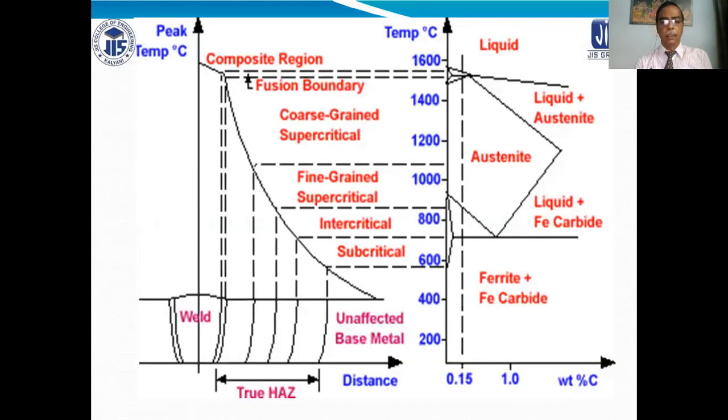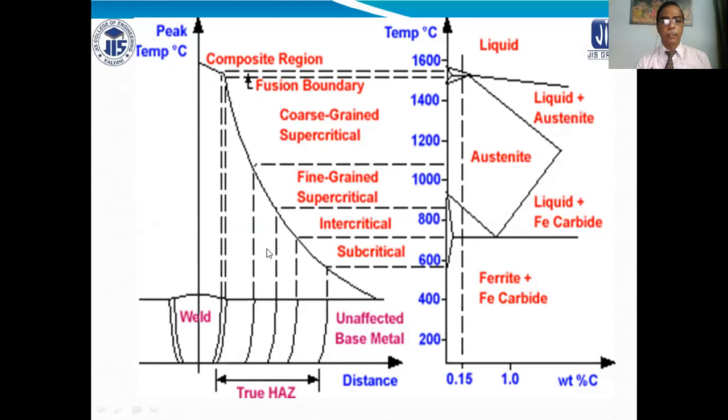This is the true HAZ, and this is the weld metal zone. The maximum temperature is the peak temperature, and from this peak it slowly comes down. The composite region is at 1600 degrees centigrade, with the maximum fusion at the fusion boundary.